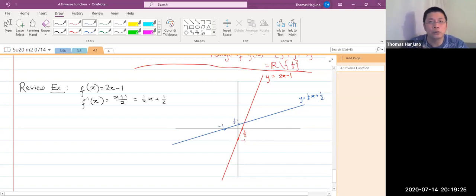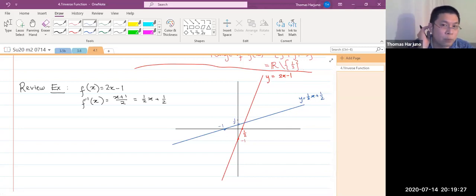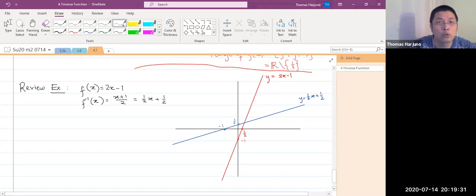Now, remember I told you that the inversing happens when you swap the x and y? That's actually because when we swap x and y, we basically reflect the graph with respect to this line, y equals x.